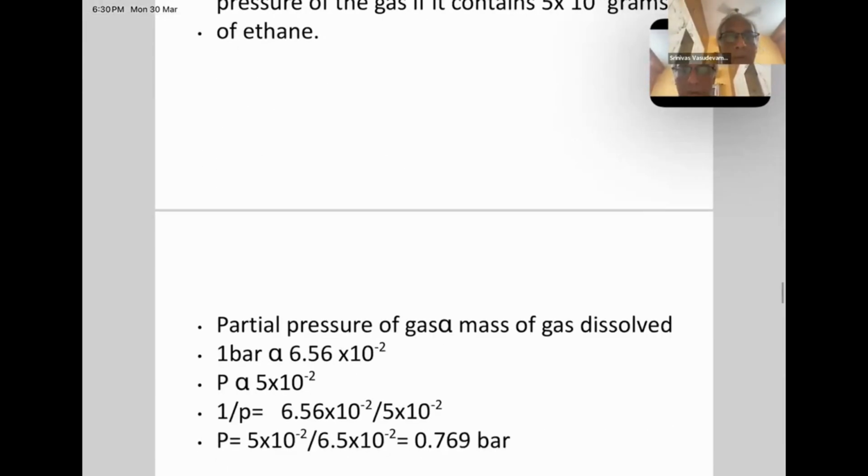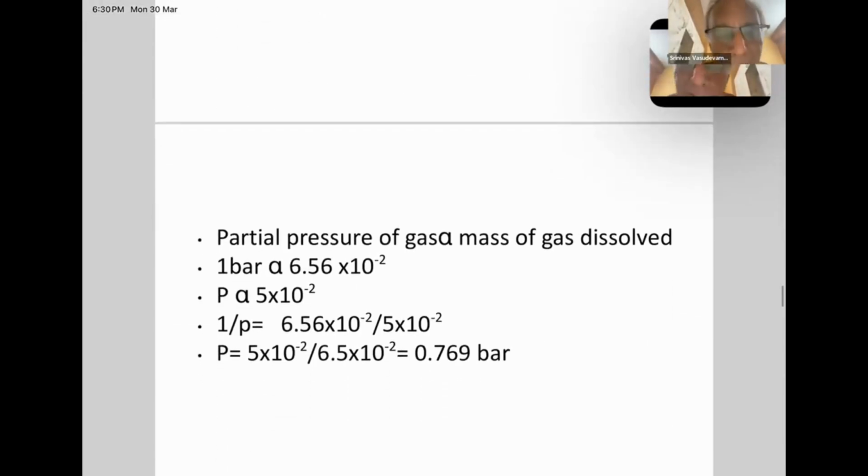So 6.56 into 10 power minus 2 grams exert a pressure of 1 bar. So 1 bar is proportional to 6.56 into 10 power minus 2. For 5 into 10 power minus 2, what is the pressure we have to find out? So divide one by the other: 1 by P equals 6.56 into 10 power minus 2 divided by 5 into 10 power minus 2. So I can find out the pressure, which is equal to 0.769 bars.